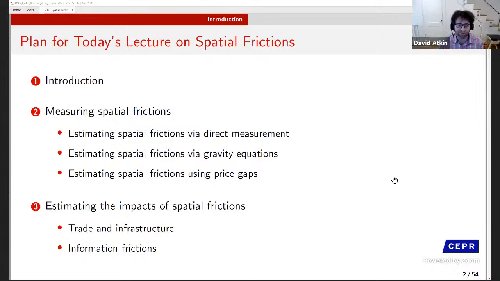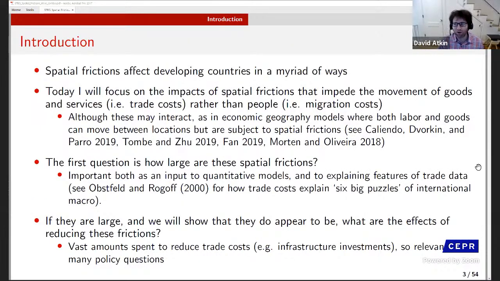Okay, so broadly speaking, spatial frictions affect developing countries in many different ways. And in an hour and a half, I certainly don't have time to cover all of them. Instead, I'm going to focus on one particular aspect today, which is spatial frictions that impede the movement of goods and services, which we often call trade costs. And so I won't be talking much about migration costs, which Melanie talked about in detail last week.